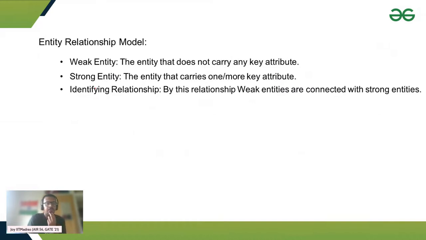Okay. So we have weak entity, strong entity, identifying relationships. So what is a weak entity? The entity that doesn't carry any key attribute. For that, we need to understand what a key attribute is. Suppose for a person, the name attribute or the age attribute cannot be the key attribute. Why? Because there can be persons with the same name, and persons with the same age. But for a unique number, suppose an SSN for a specific person, or for India the Aadhaar number, the voter number and all, these are key attributes. If you have a person table, then this key attribute will always be unique.